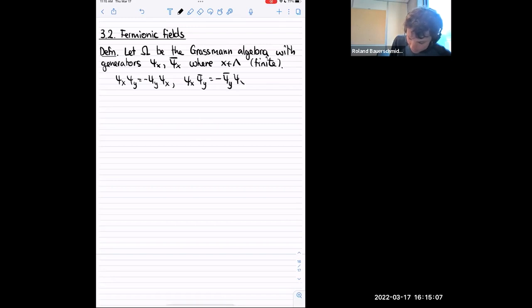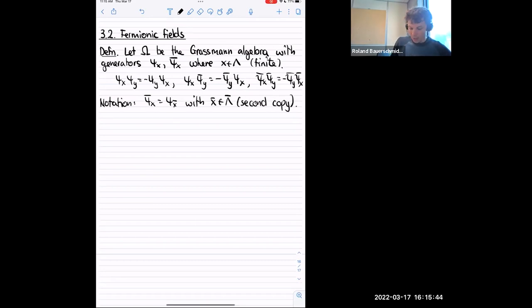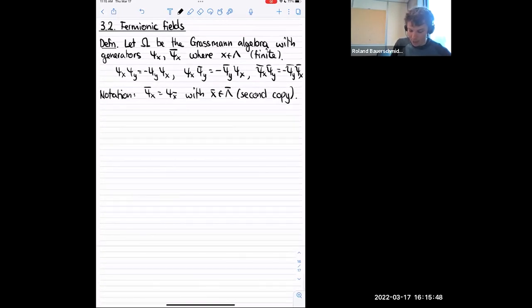These bars really only have notational meaning. That's just to distinguish two copies of the generators. In fact, to make this even more explicit, I can also write psi x bar as psi of x bar, where x bar is in a second copy of lambda, which I call lambda bar. So this is the exterior algebra, the Grassmann algebra, and it's finite dimensional. Maybe let me mention, every generator squares to zero. The square of psi x is, by anti-commutativity, minus psi x squared, so it has to be zero.